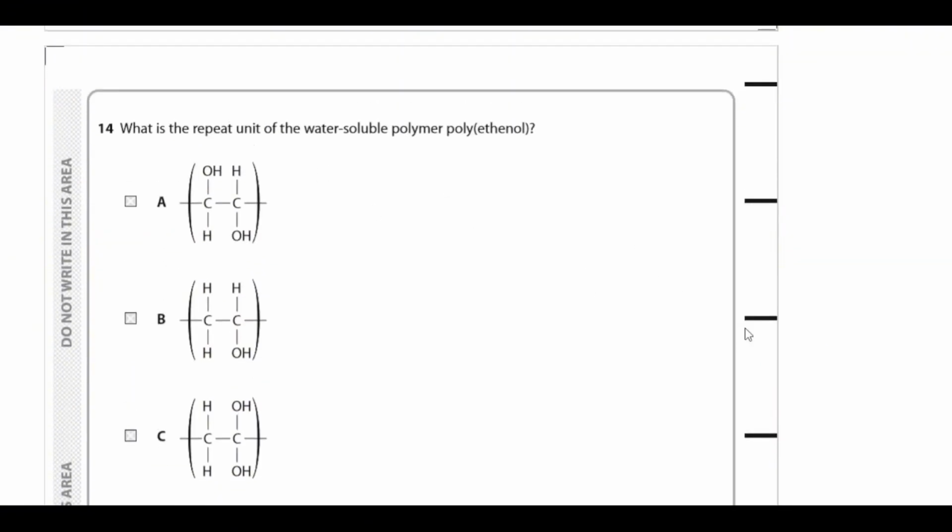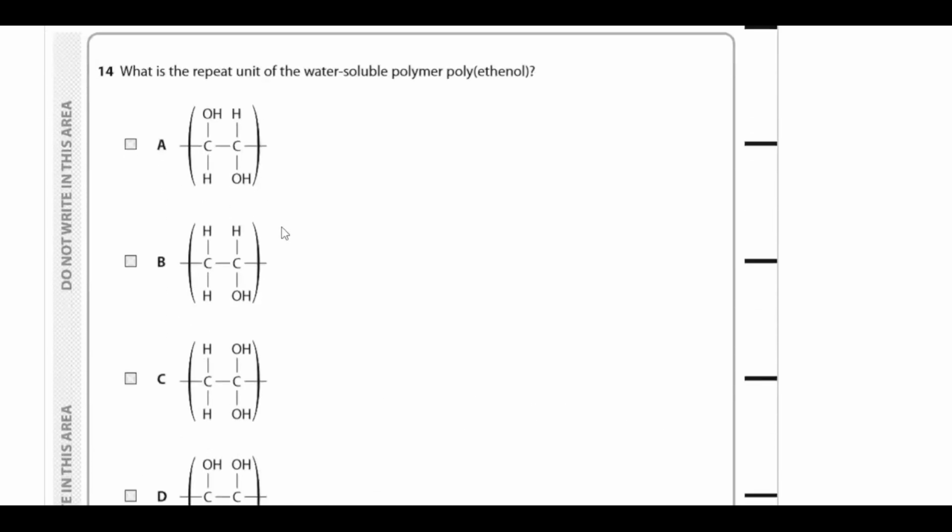What is the repeat unit, of course, of the water-soluble polymer polyethanol? So we can see the 4 options down here: A, B, C, D. All right.